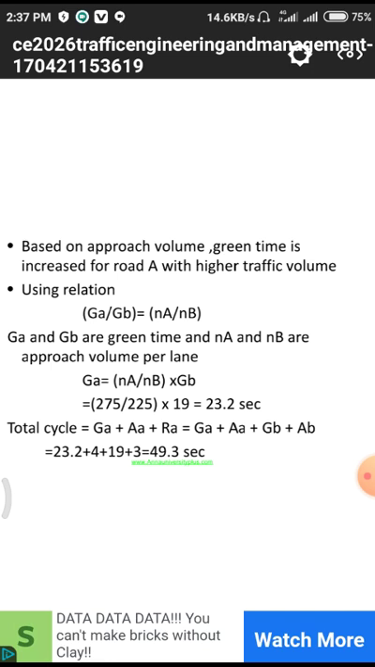This is the process for calculation of the pedestrian traffic with respect to the normal consumption period. In the previous classes we didn't involve pedestrians, so in this example we are taking pedestrians also into consideration for getting the total green time and red times for movement of vehicles.